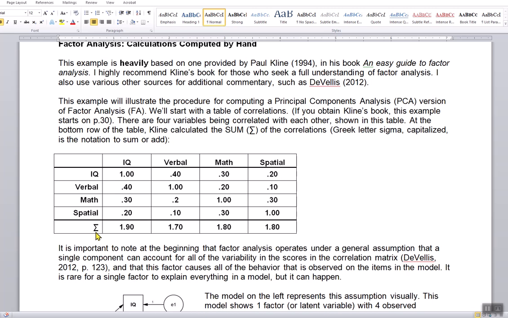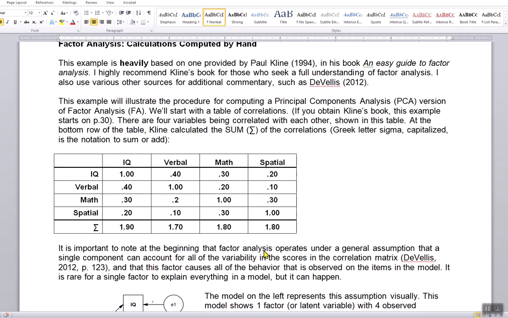At the bottom, you see the capital Greek letter sigma, which, of course, in statistics stands for summation. So what we're doing here is taking each of these variables along the columns and summing the correlations. 1 plus 0.4 plus 0.3 plus 0.2 equals 1.9, etc., for each one of these.